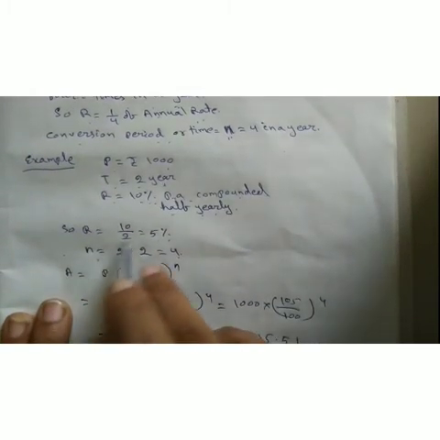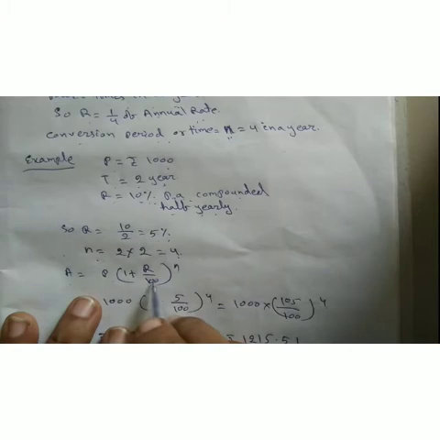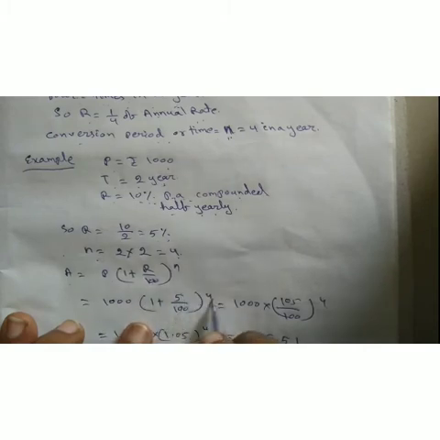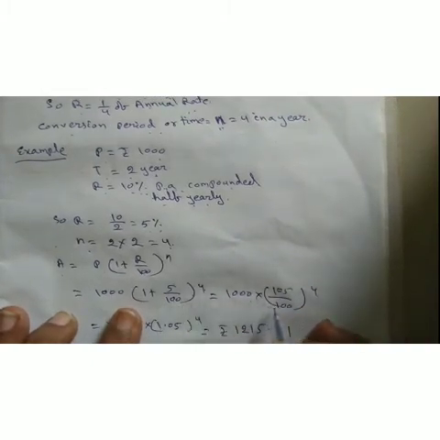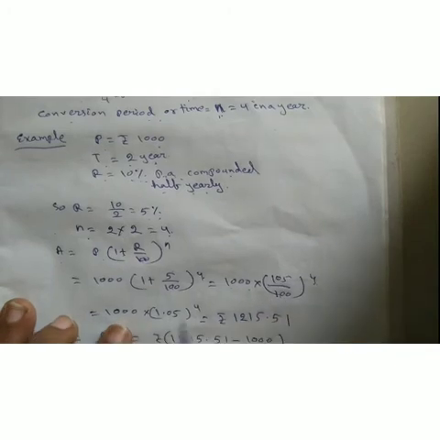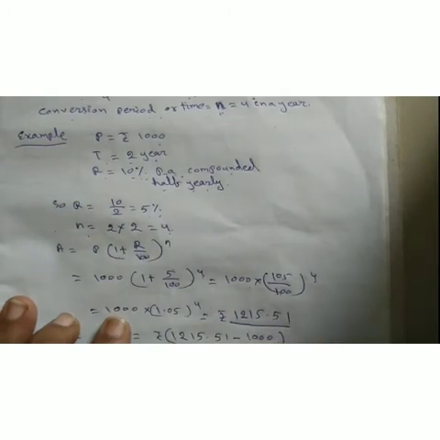Now we will put it in the formula. Amount is equal to P into (1 plus R by 100) whole to the power n. So 1000 into (1 plus 5 by 100) to the power 4. Taking the LCM 100 and adding, it is 105 by 100 to the power 4. We can write this in decimal: 1000 into 1.05 to the power 4. If you calculate this, we will get 1215.51 rupees.